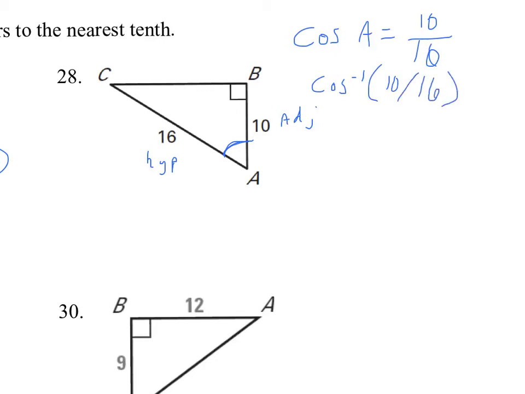So inverse cosine of 10 over 16 is 51.3. So measure of angle A is approximately 51.3 degrees.